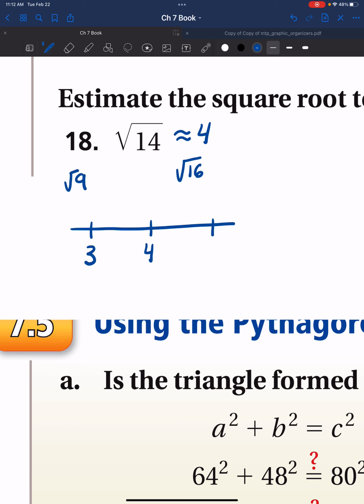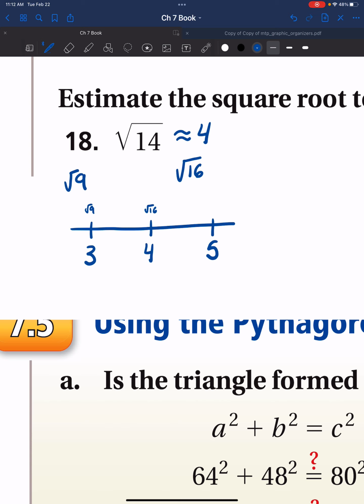I know the square root of 16 is 4, right? So that means I need to go lower. I need the square root of 14. I know the square root of 9 is 3. So above 3, I write square root of 9, and above 4, I write square root of 16, because I know it's 16 to make 4. That means the square root of 14 has to be between 3 and 4, somewhere, right? So 3.2 or something.